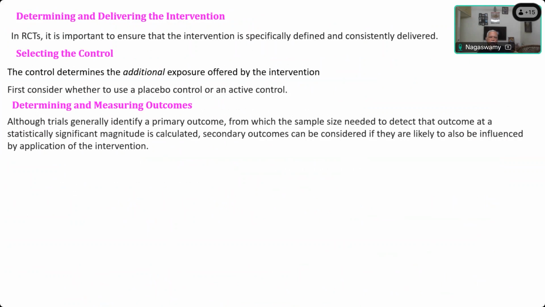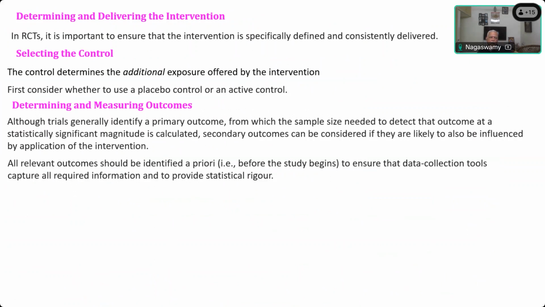Although trials generally identify a primary outcome, from which the sample size needed to detect the outcome at a statistically significant magnitude is calculated, secondary outcomes also sometimes happen, which can be considered if they are likely to be influenced by the intervention. All relevant outcomes should be identified a priori. That is, before the study begins, you should have an idea about what outcome you expect from this particular testing.